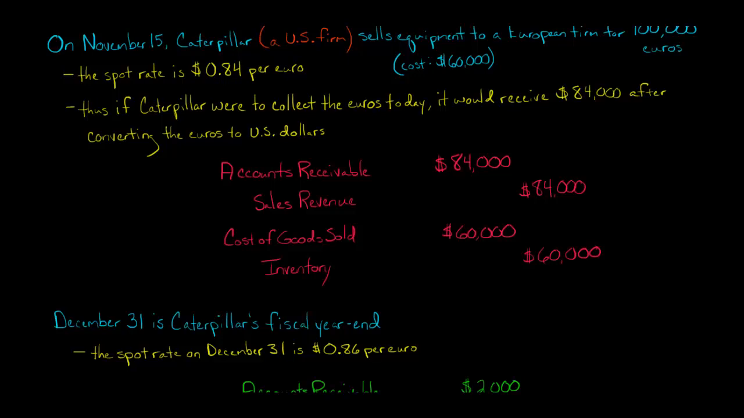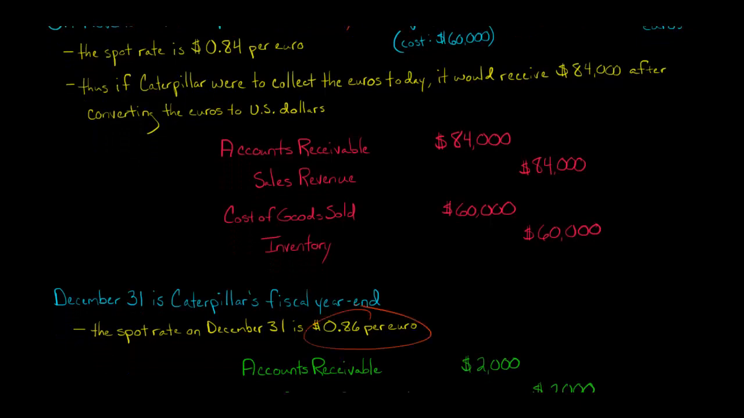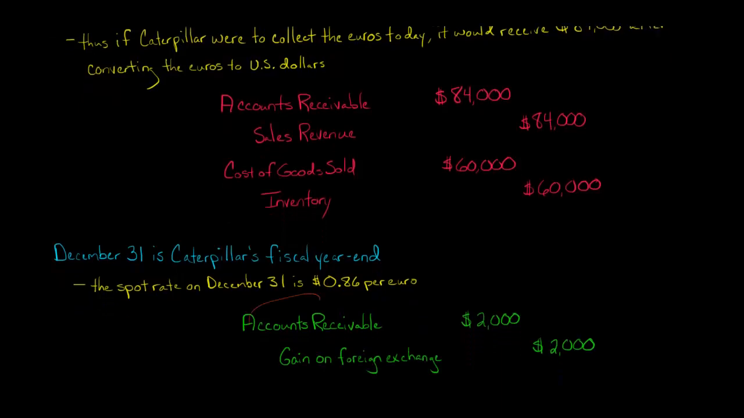So December 31st, now we have Caterpillar's fiscal year end. However, they still have not received the money from the European firm. But you might say, well, why do we need a journal entry? The spot rate has changed. The spot rate on December 31st is now 86 cents per euro. So 86 U.S. cents will get you 1 euro. Before it was 84 cents. Now it is 86 cents. So we are going to debit accounts receivable and increase our asset, accounts receivable, for $2,000.